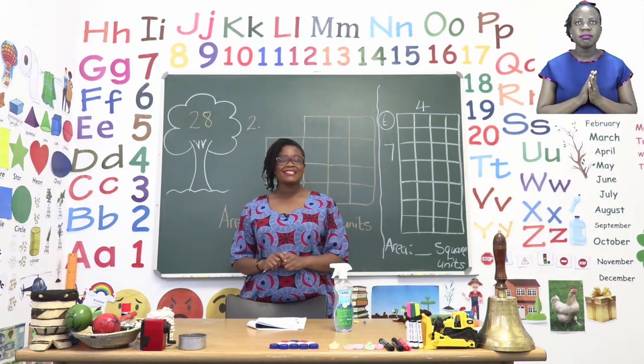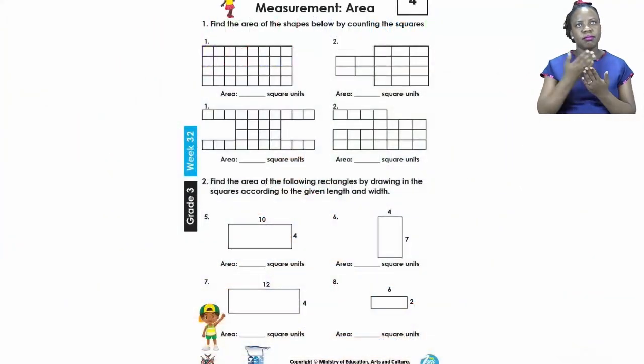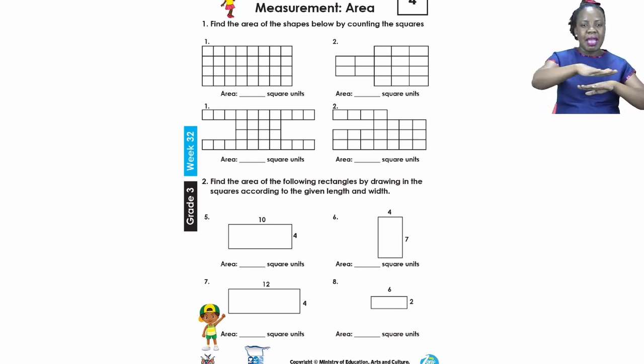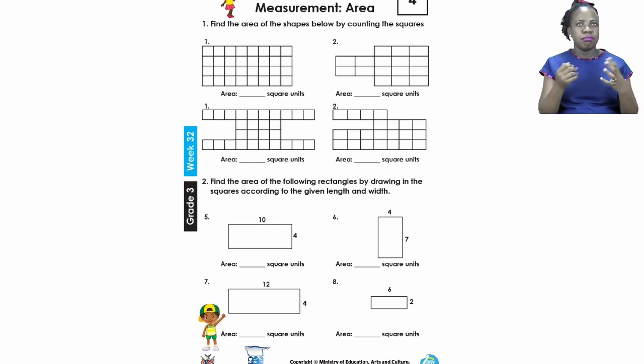Now for our lesson, boys and girls, let's all turn to page 28. On page 28, we are going to be doing measurement. Today, it's all about area. Remember, area is how much is covered on a certain space. So, the first thing we're going to do is to find the area of the shapes below by counting the squares. And then after that, we're going to find the area of the following rectangles by drawing the squares according to the length and the width.